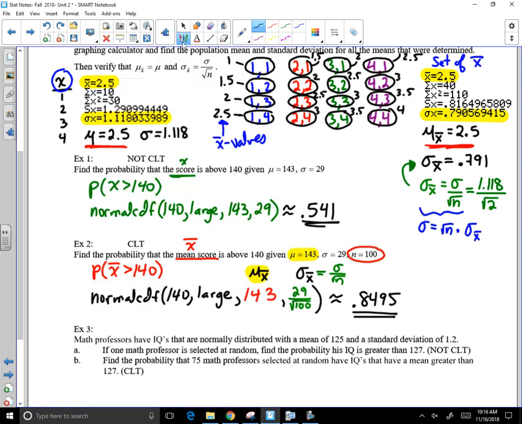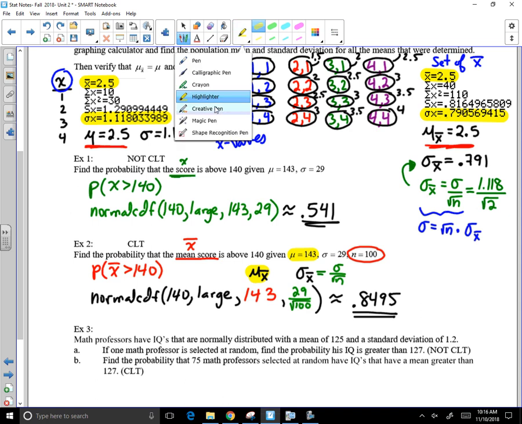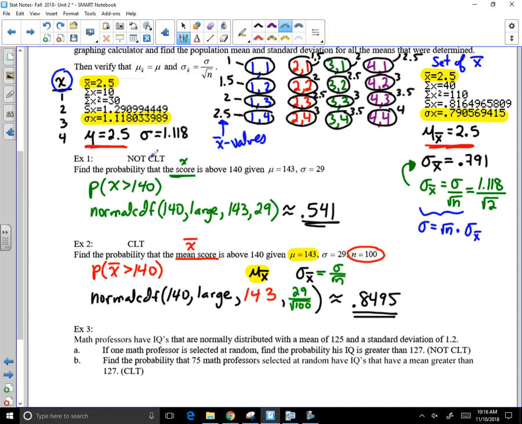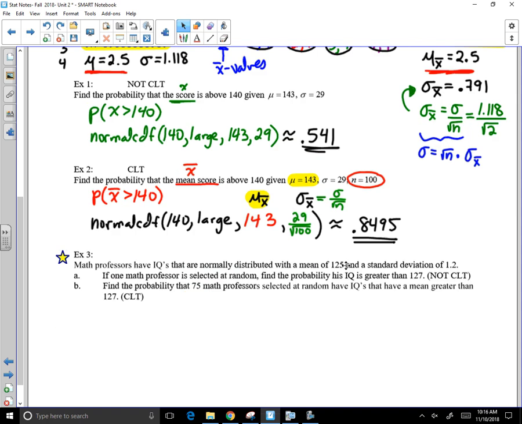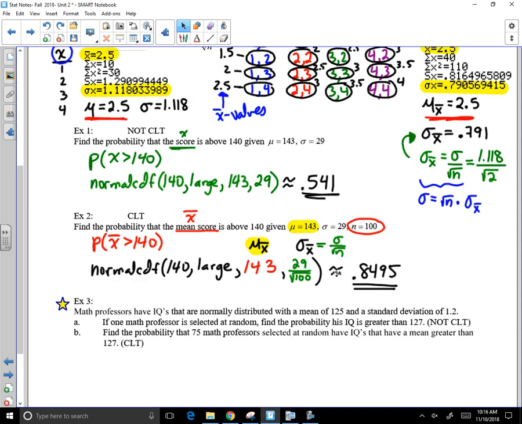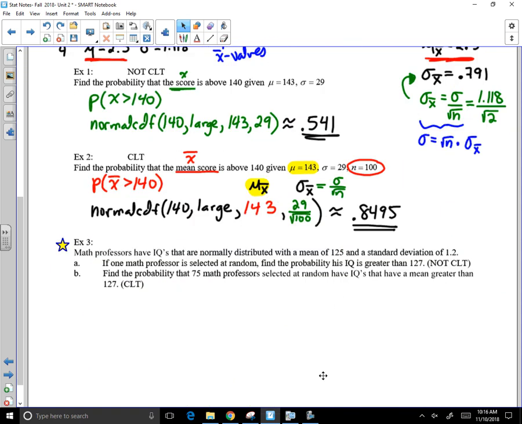All right. The next example is more in context, but it's really the same stuff. It follows the same structure. A corresponds to example 1. B corresponds to example 2. So I'm just going to put a star on that. This is page 42.